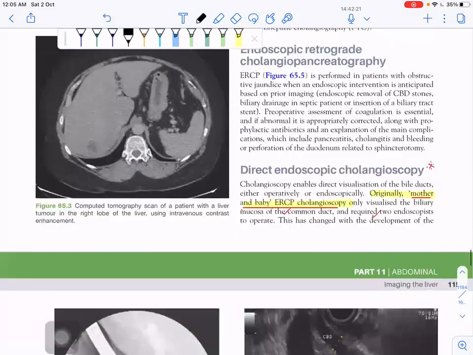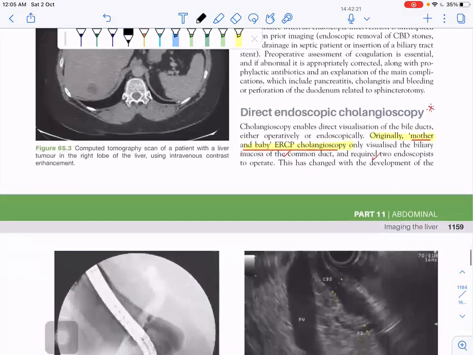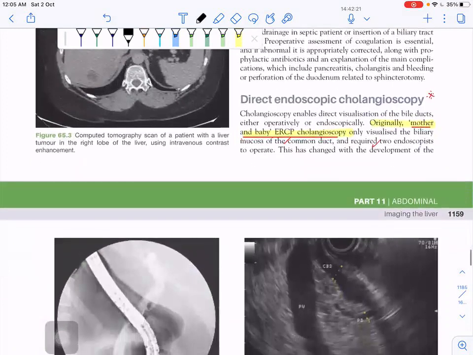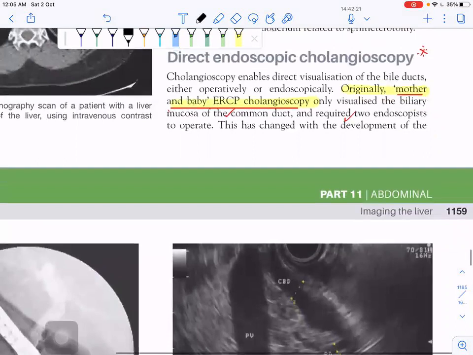So then direct endoscopy, cholangioscopy. Previously they used mother and baby ERCP cholangioscopy. What is the disadvantage of this one? You need 2 endoscopists to undergo this cholangioscopy, and we can only visualize.